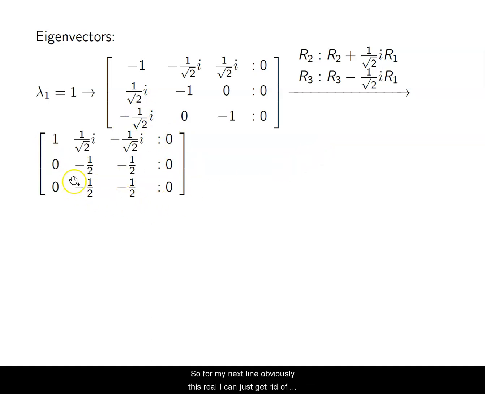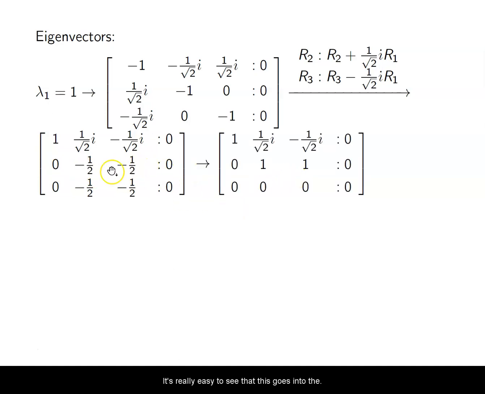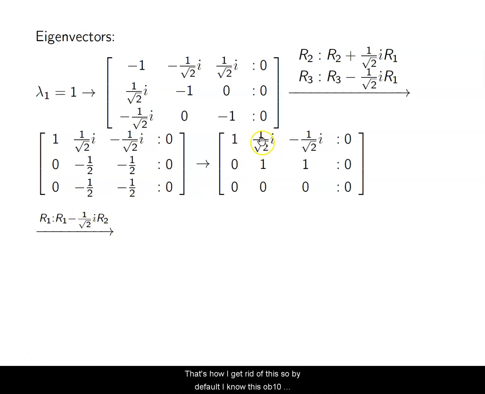So for my next line, obviously this row I can just get rid of. Let's normalize this one and turn them all into 1s because they're the same thing. So I divide both sides by negative 2, or divide both sides by negative 1/2. Okay, it's really easy to see that this goes into that, right? So the last thing I want to do is get this part to go away to 0 so I can put it into reduced form. So R1 will turn into R1 minus 1 over root 2i times R2. That's how I get rid of this.